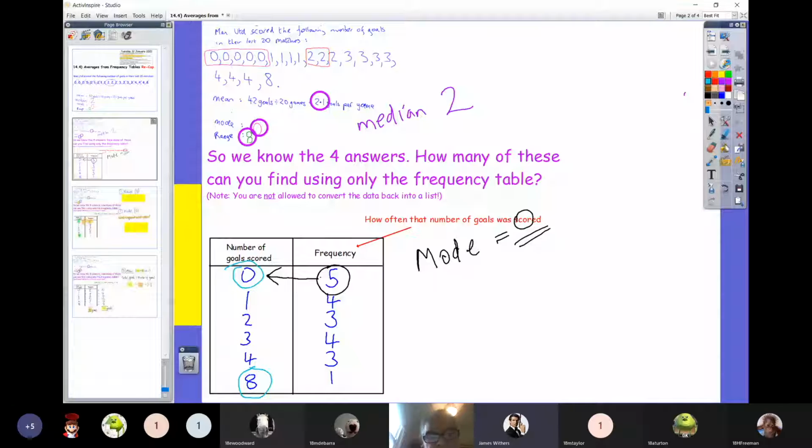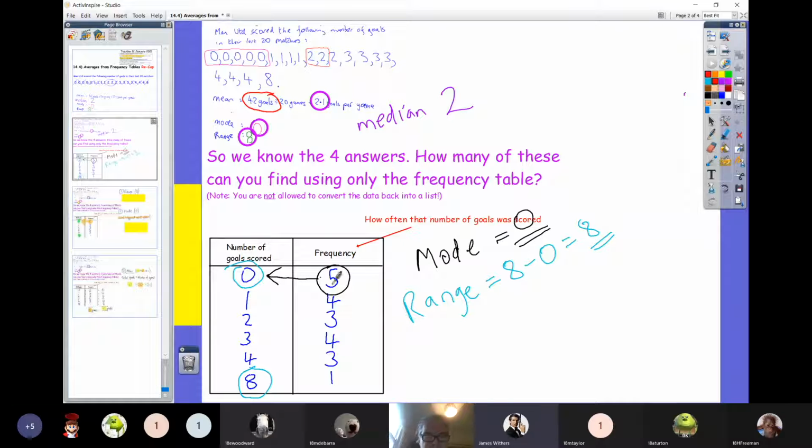So remember what we're doing here. We're saying that we haven't been given the list information. We've just been given the table. How would we work out the various bits and pieces from just the table? Now, let's move on to the mean. Now, the mean, remember, to work out the mean, we started off by working out the total number of goals. So how can we work out that they scored 42 goals from the table?